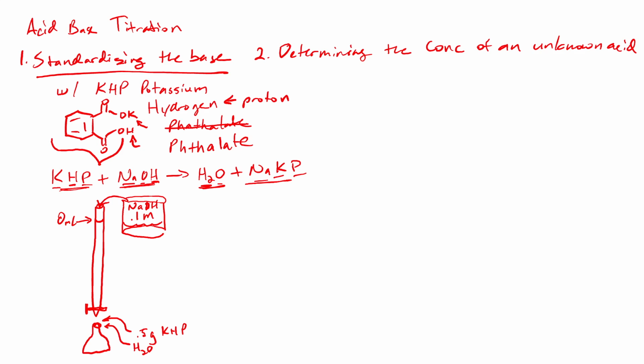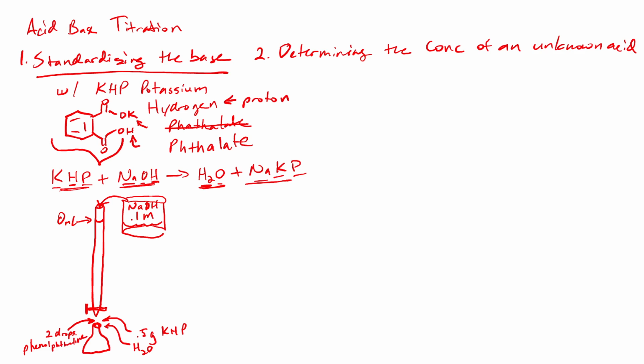The other thing to notice is that in an acid-base reaction or titration, you're always going to put in 2 drops of the indicator solution, which in this case will be phenolphthalein.